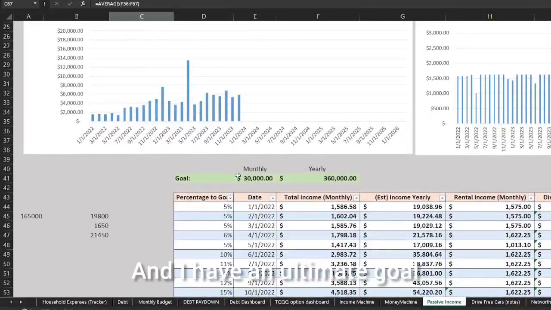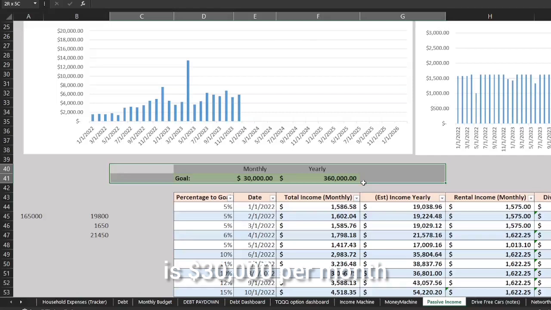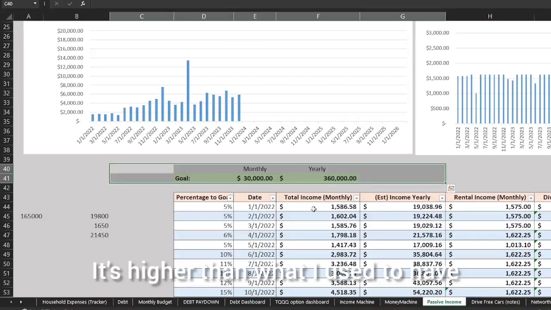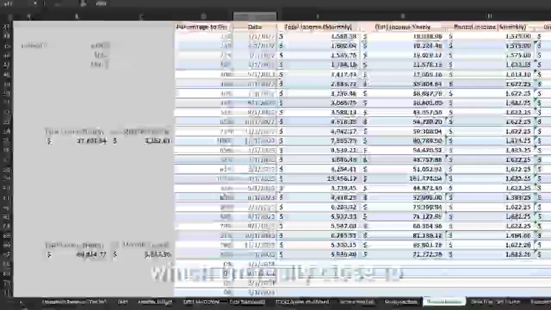And I have an ultimate goal, and $30,000 per month would be ideal. It's higher than what I used to have. I used to think I'd want about $7,000 per month, which would be $84,000 per year, which I'm really close to.